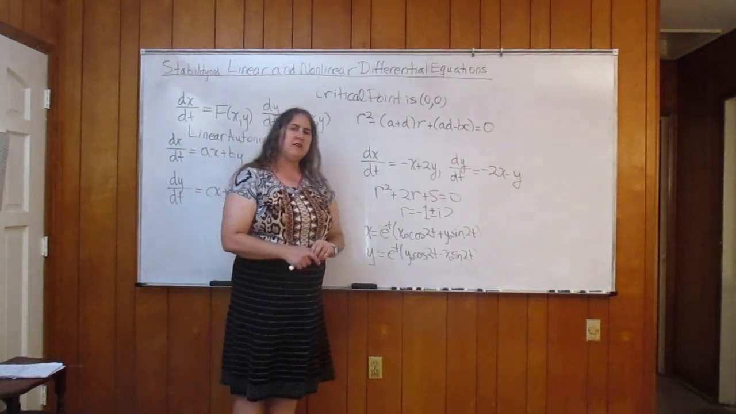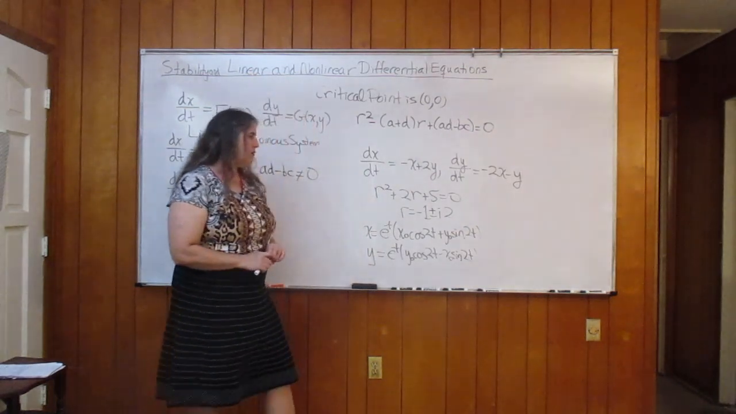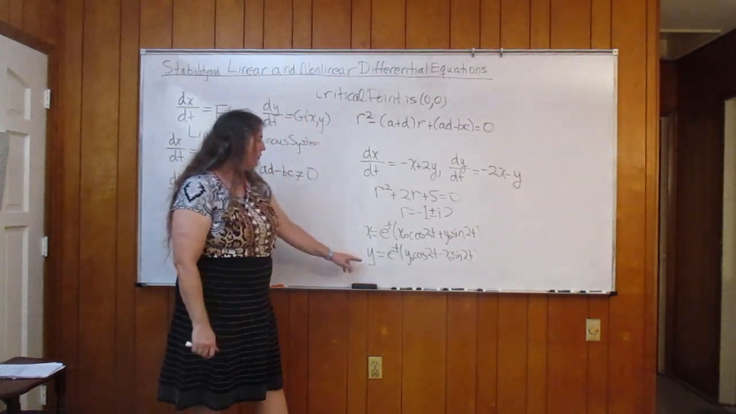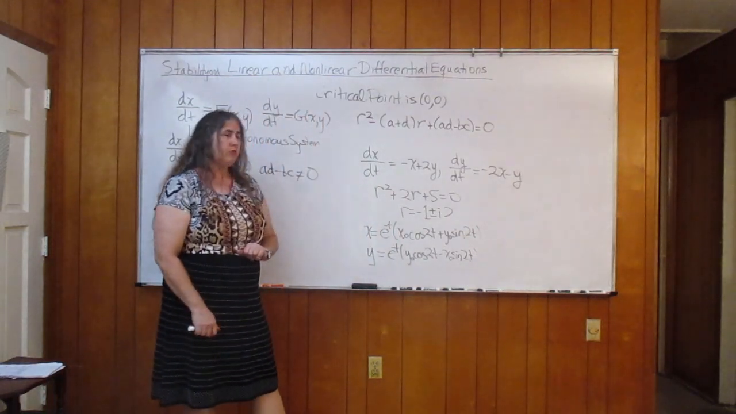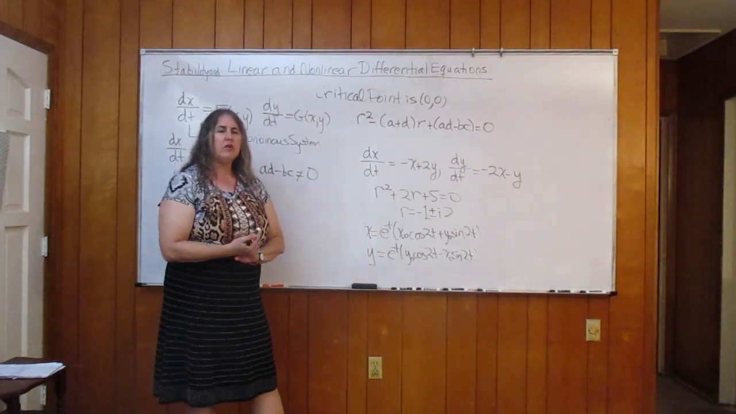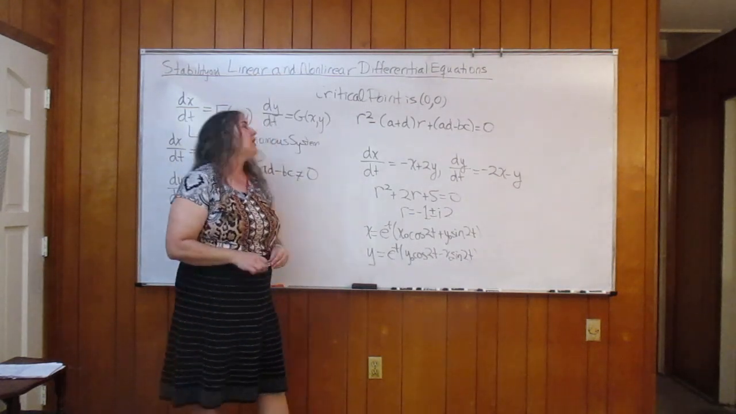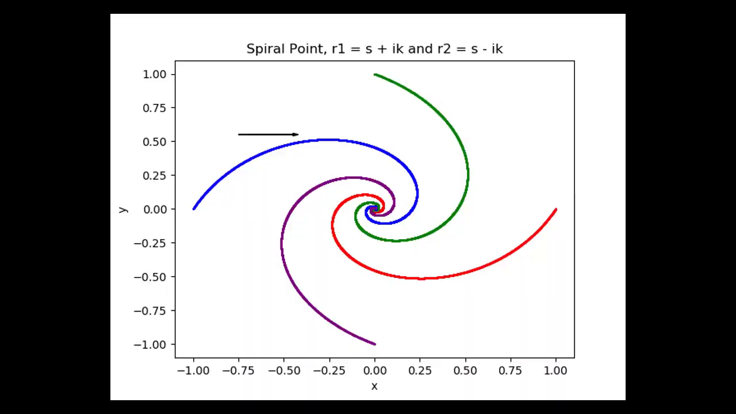x is equal to e to the minus t times x naught cosine 2t plus y naught sine 2t. y is equal to e to the minus t times y naught cosine 2t minus x naught sine 2t. Let's go ahead and take a look at what the trajectories look like in the neighborhood of the critical point 0, 0. When the roots of the characteristic equation are complex, the critical point will be a spiral point. For this particular system, the trajectories travel in a clockwise direction, approaching the critical point as t approaches infinity. Hence, this system is asymptotically stable.